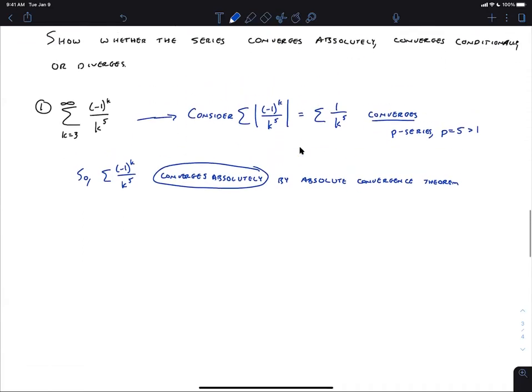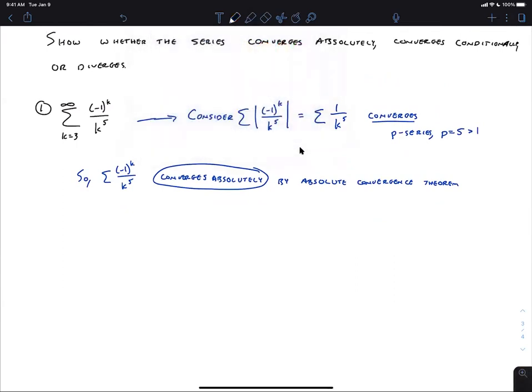Okay. Number 2, same directions. All right, so we're going to start the same way. It's an alternating series, and pretty much every time we're dealing with an alternating series, we're going to start with its absolute value. There are a few exceptions later, but normally we're going to do this. So consider the sum of the absolute value of (-1)^k over k. Well, that's the sum of 1 over k.